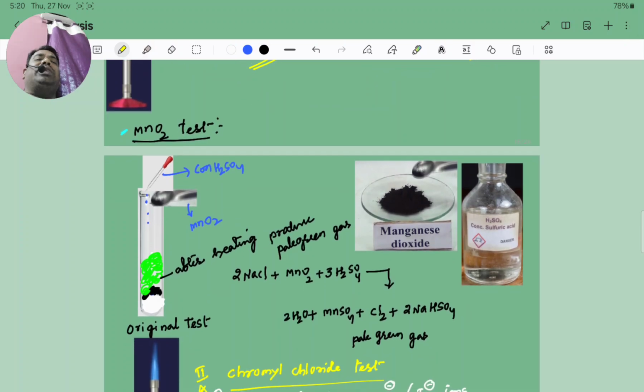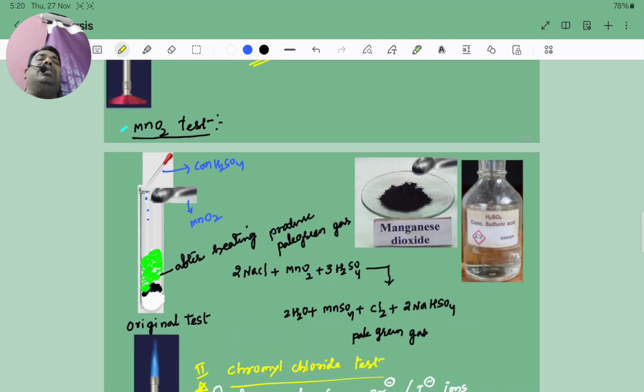Next we will move to the second confirmatory test, that is the manganese dioxide test, right? So take the original salt. So this is the original salt, student, right? Then you can add manganese dioxide, add manganese dioxide here, right? Then you can add concentrated H2SO4, then heat the mixture by using the Bunsen flame, right? After heating, it will produce a pale green color gas which indicates chlorine gas is released, right?